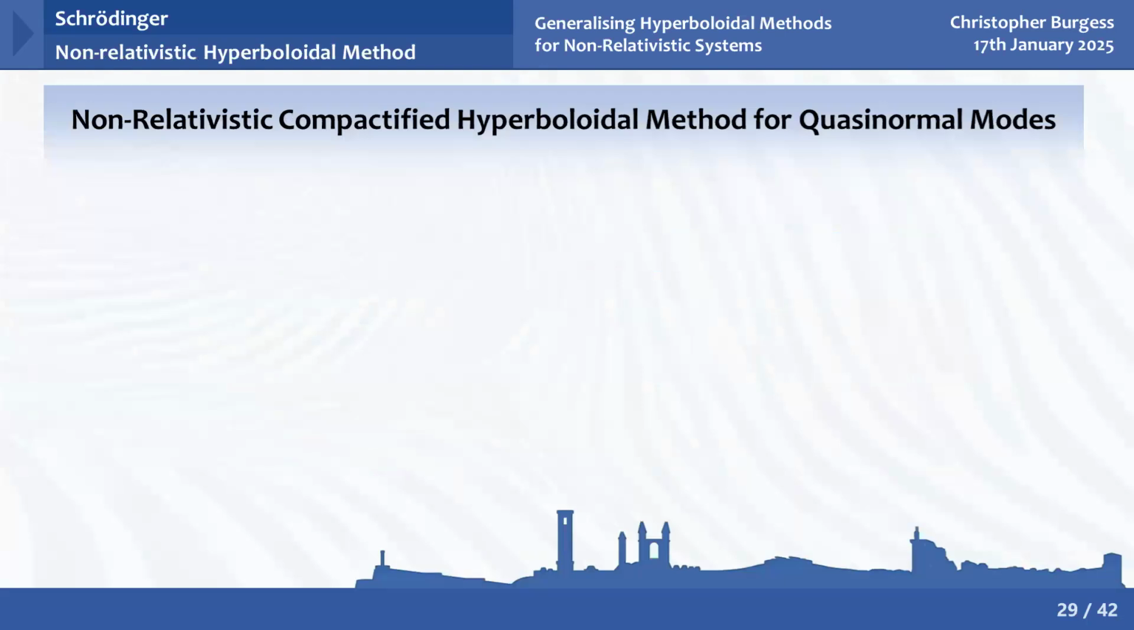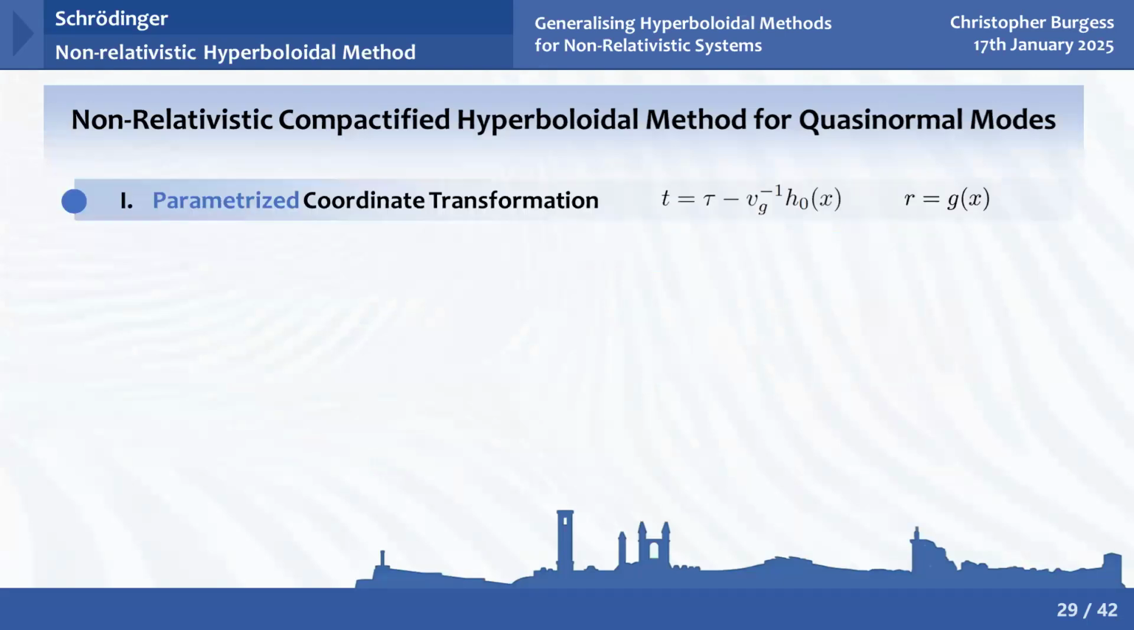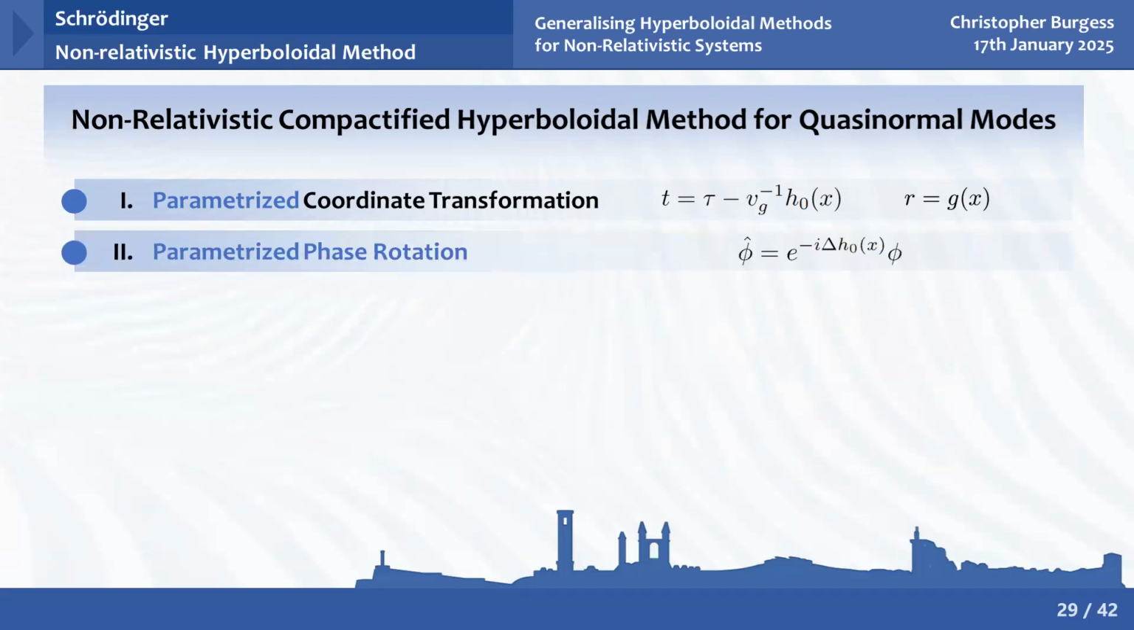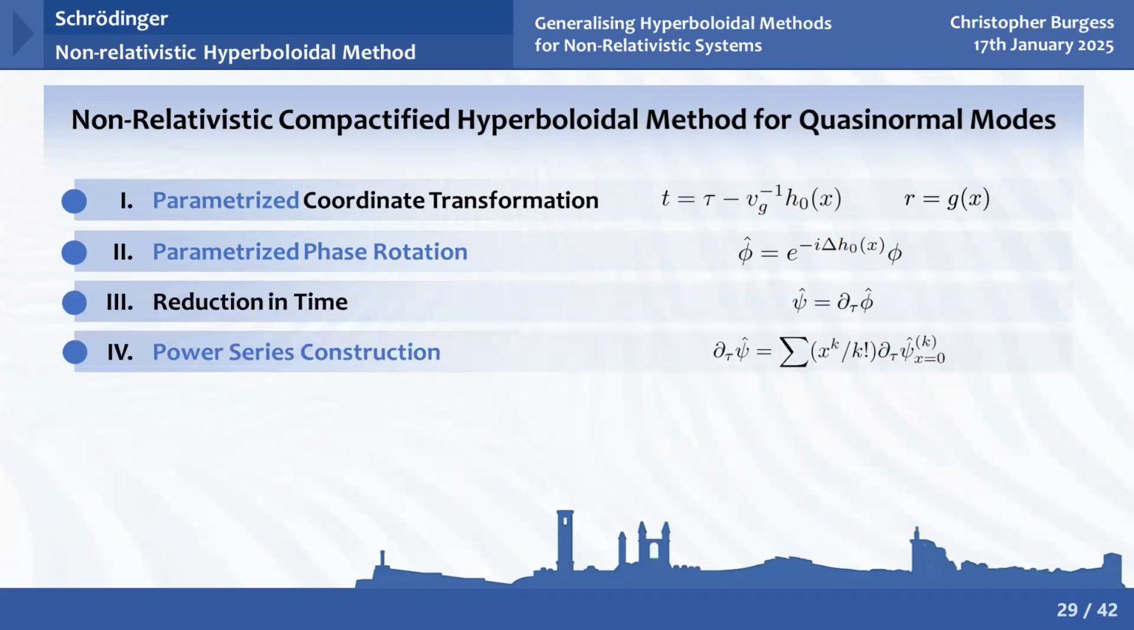So just a review then of what the actual steps of this method look like beyond the naive approach. We start with a parameterized coordinate transformation, where we change the contours of the height function in order to match different group velocities. We then have to do a parameterized phase rotation in order to remove phase singularities. We perform the reduction in time. We then have a power series construction in order to avoid a divergence coming from turning points in the height function.